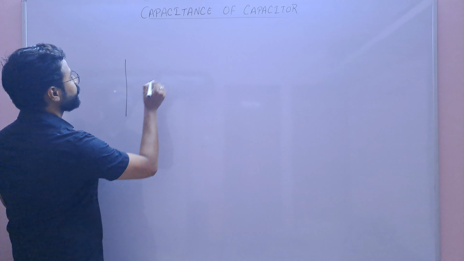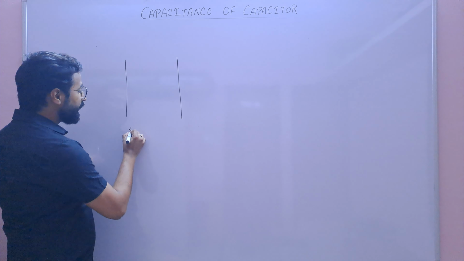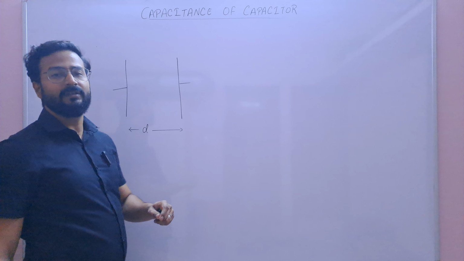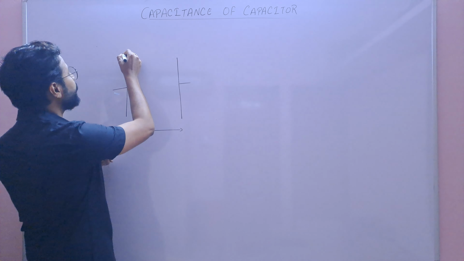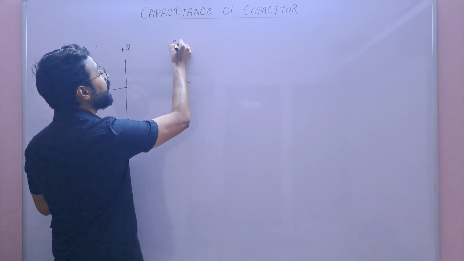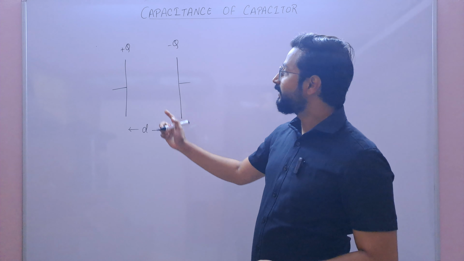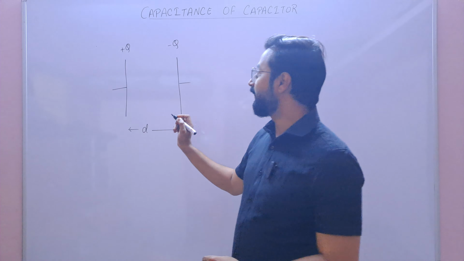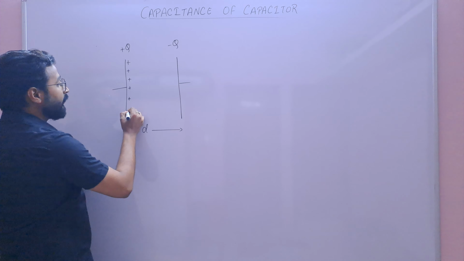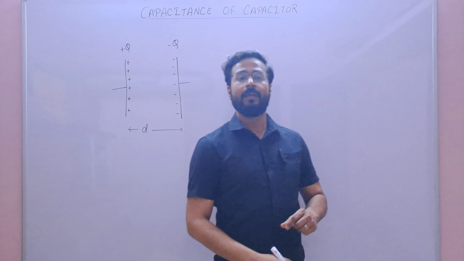So let's suppose these two are the plates of a capacitor separated by a distance d. From this side they are connected with a battery. At the steady state, this plate has plus q charge and this plate has a minus q charge. We already know that in this case the positive charge will reside on the inner surface of the plate. So I am drawing it here, and the negative charge will reside on the inside surface of the other plate.